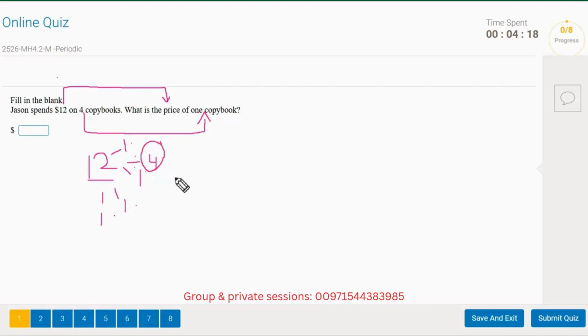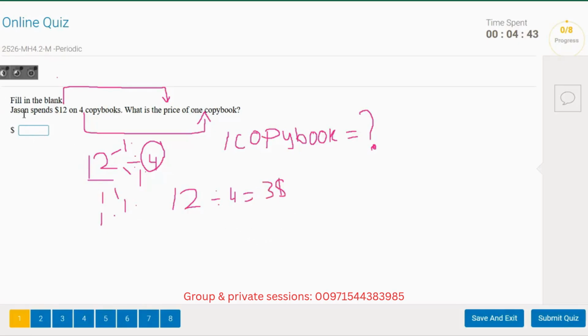How will that help us find out? What will be easy for us is that your one copybook, which was 4 copybooks initially, is equal to how many dollars? Like this you can understand that. So 12 divided by 4 is $3. Okay, that's it.